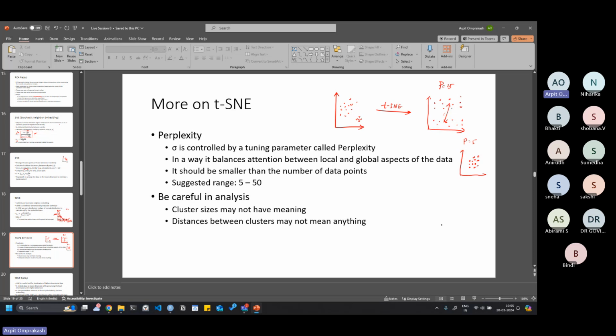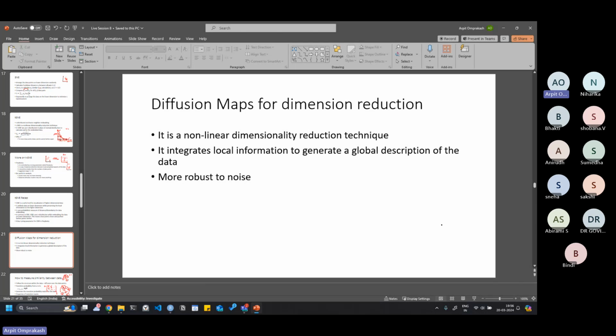Be careful where you are using PCA or t-SNE to visualize data, because these are data visualization techniques. These are not clustering techniques. So any cluster you get, or any cluster size or distance between clusters, might not be representative of the actual thing in higher dimensions.